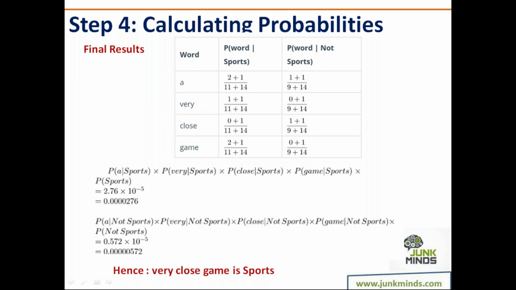Now, guys, please understand this. I'm looking for both the probabilities over here. For this word A, the probability of word A being used in terms of sports is this. The probability of very is this. The probability of close is this. The probability of game is this. When I talk of close, the numerator was 0. It has now become 1.